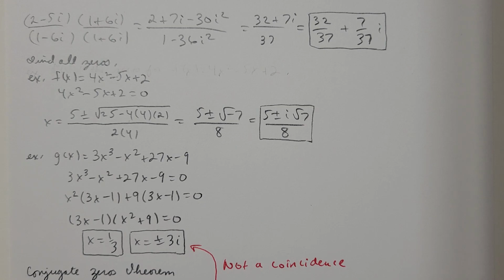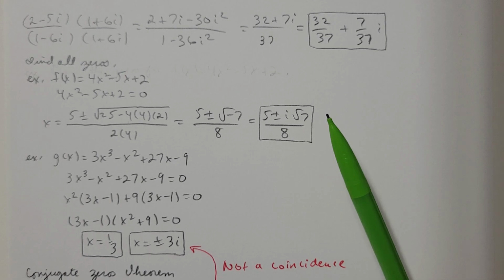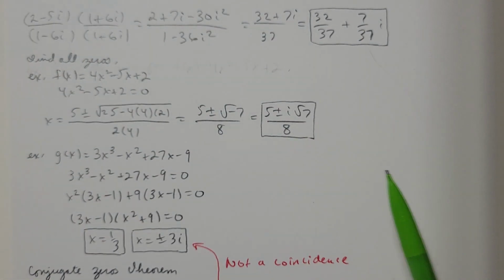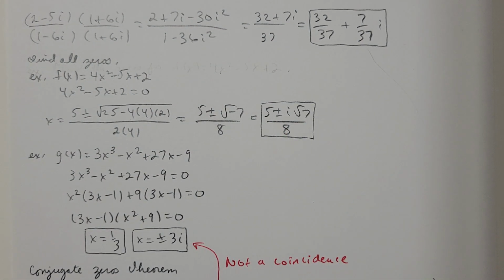Now, at this point, I can know that I've got complex solutions, okay? Because the square root of negative 7, that's not a real number. The square root of negative 7 simplifies to be i root 7. Okay, we saw that right here, right? So my answer then would be 5 plus or minus i root 7 all over 8. You always have two answers when you're solving a quadratic equation. Okay, so it would be 5 plus i root 7 all over 8, and then 5 minus i root 7 all over 8.